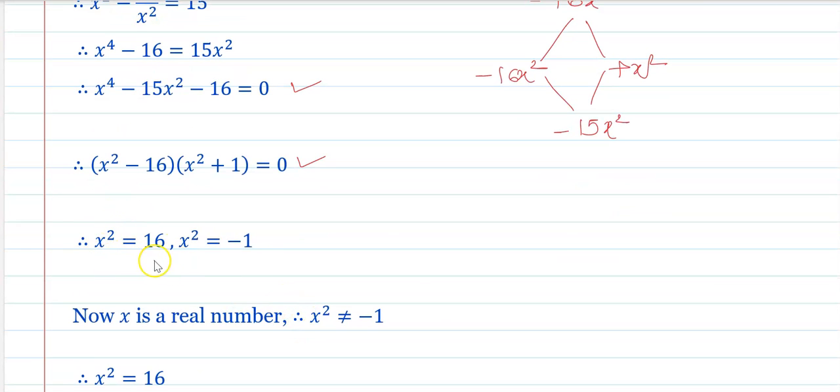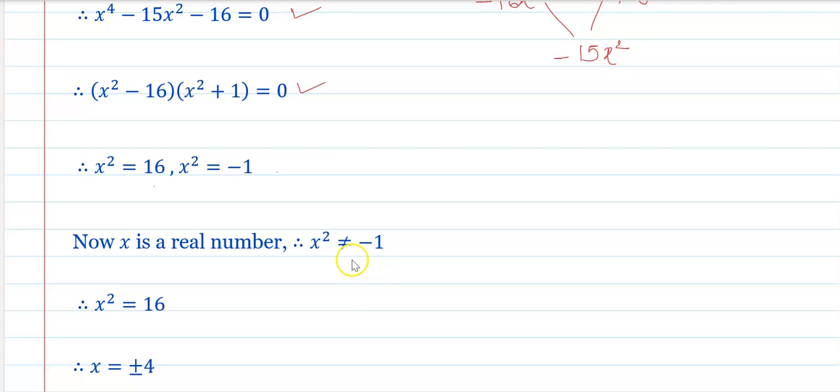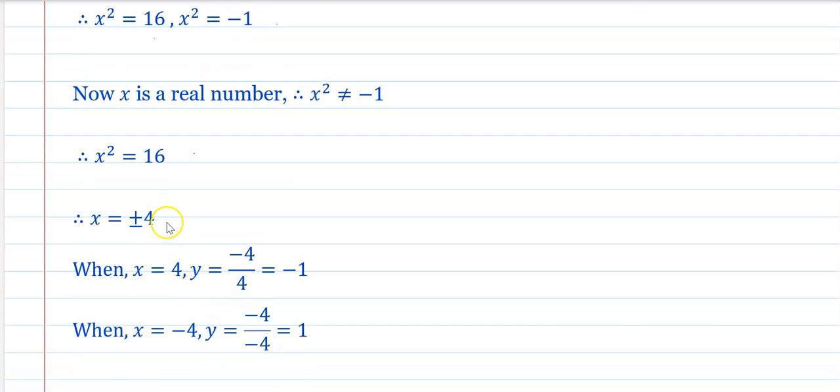Therefore x square is equal to 16, x square is equal to minus 1. Or again, the square of a real number is not negative, and hence x square is not equal to minus 1. Therefore x square is equal to 16. Taking the square root on both sides, you will get x is equal to plus or minus 4.